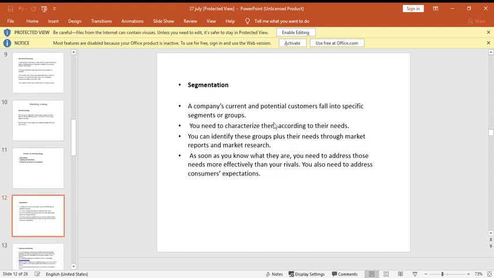What is segmentation in marketing strategy? A company's current and potential consumers fall into specific segments or groups. You need to characterize them according to their needs. You can identify these groups and their needs through market reports and market research. As soon as you know what they are, you need to address those needs more effectively than your rivals. You also need to address consumers' expectations.